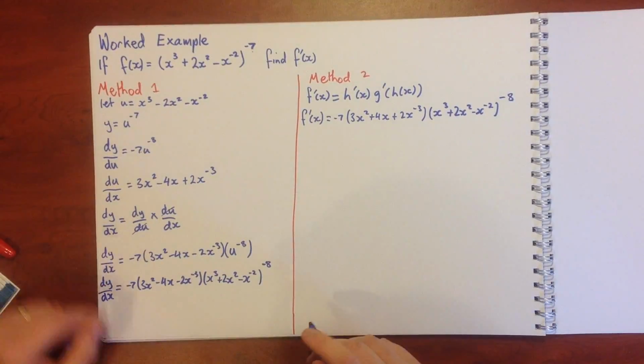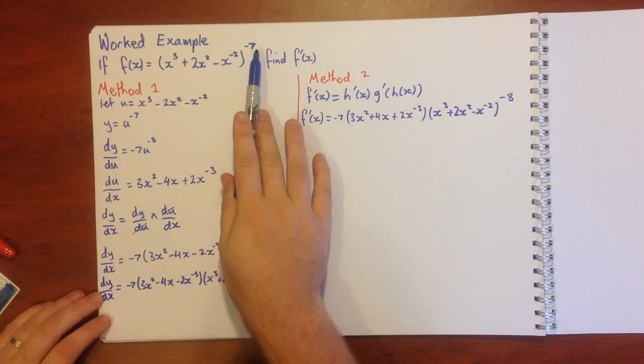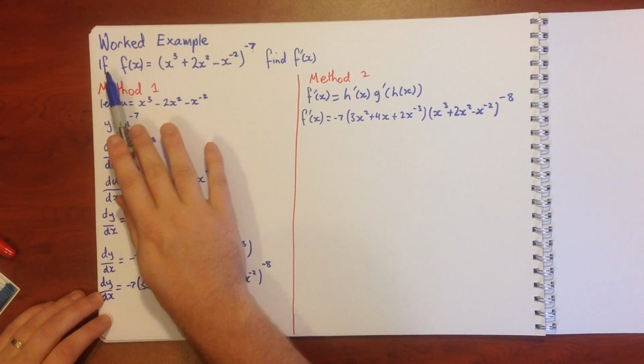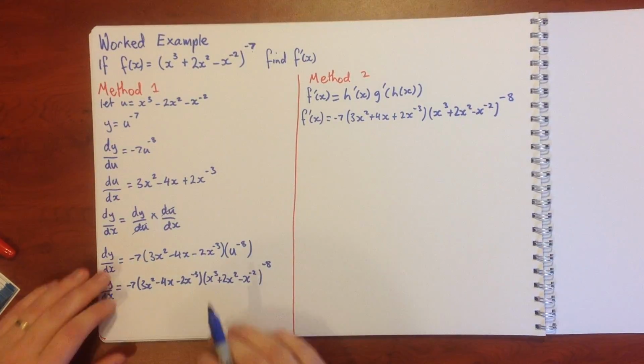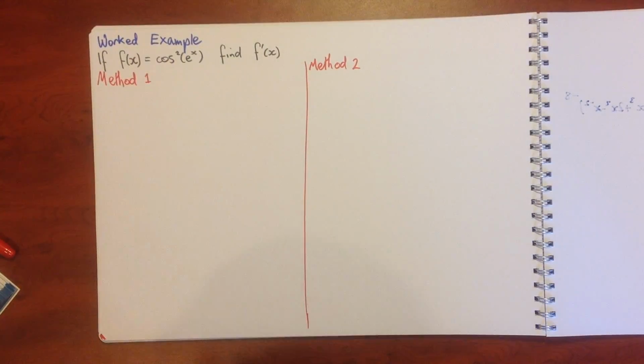So I've done basically all this work in more or less one step. What we've done is bring our power down, take the derivative of what's in our brackets out the front as well, and reduce our power by 1. We've got our answer now. So we'll keep moving on. We've got another worked example to look at.